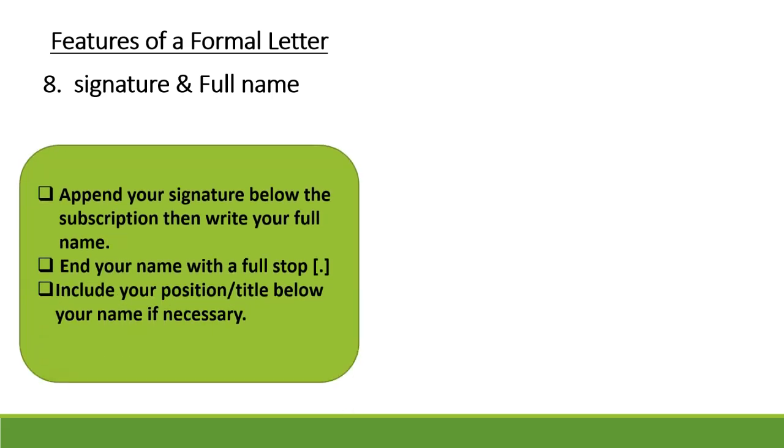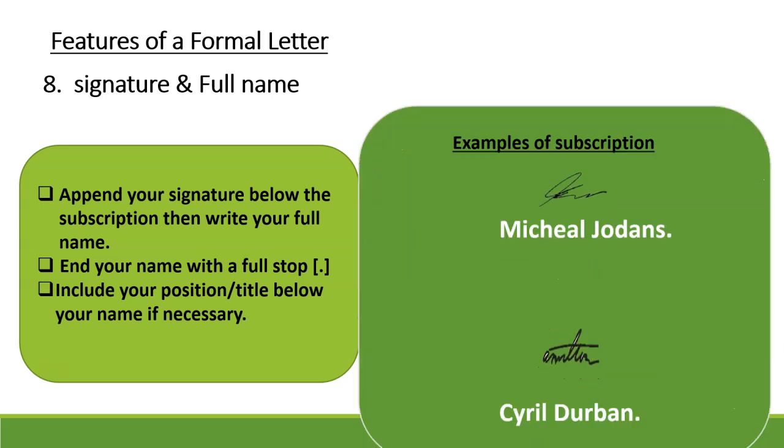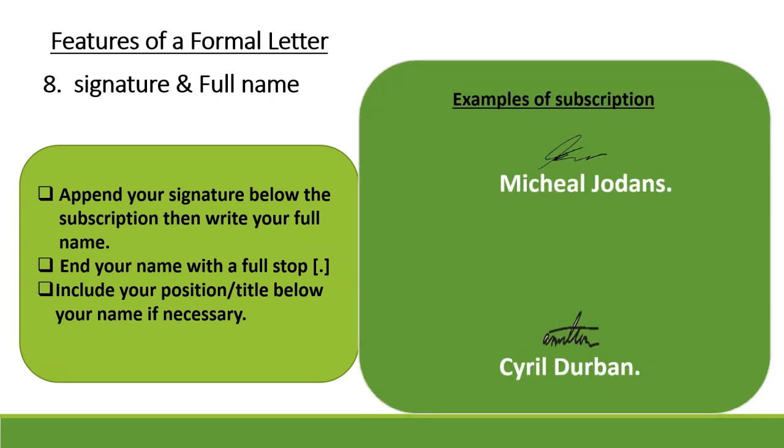Let's move on to the very final part of our formal letter, which is the signature and full name. After you're done writing your subscription, append your signature below and write your full name, and your full name with a full stop. Include your position or title right below your name if necessary. Now, these are some examples of subscription with your signature and your full name.